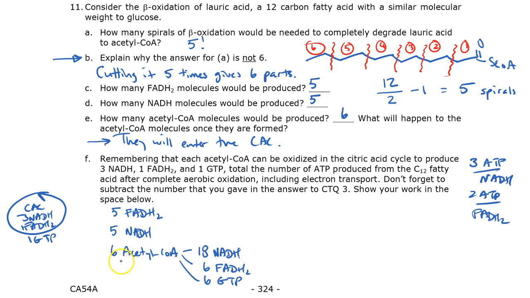All right, so 6 acetyl-CoA, each of those goes into the citric acid cycle. Each of those produces 3 NADH, so 6 times 3 is 18, 1 FADH2, so 6 times 1 is 6, and 1 GTP, so 6 times 1 is 6. Now I have the total cofactors. Now let's multiply those by the appropriate ratios. So I'll pause and do that now. Pause now.